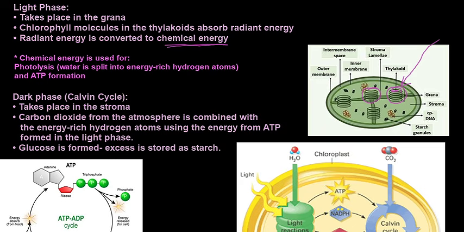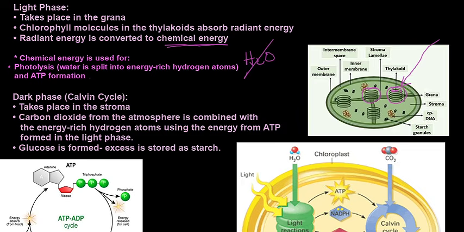So what is chemical energy used for? It is used in the process of photolysis, which is when we split water into energy-rich hydrogen atoms, splitting the oxygen from the hydrogens. It is also used in the formation of ATP, which stands for adenosine triphosphate. It's basically an energy carrier that is found in cells.